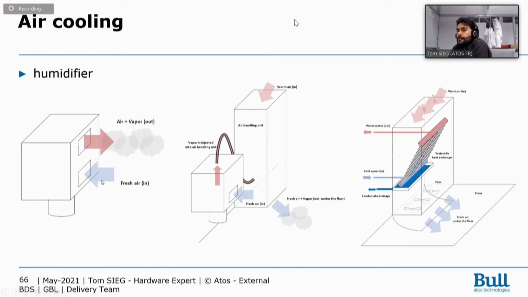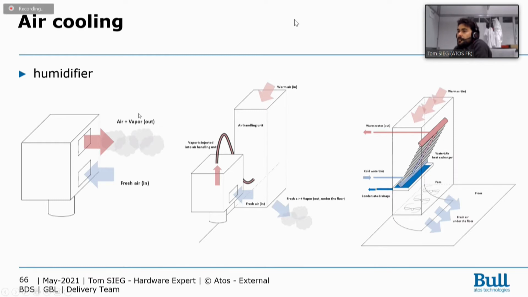A standard air-cooled solution like you have everywhere else will use fresh air. Will take fresh air and extract air and vapor from the data center. Of course, inside the data center, it will look like this. You will have warm air inside and fresh air outside.